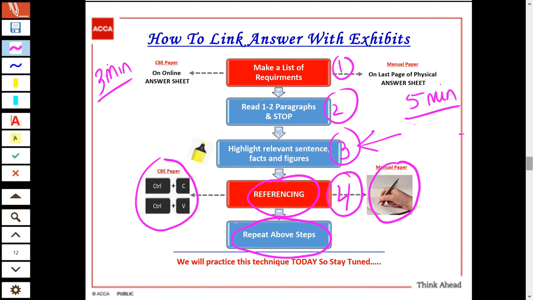So manual students can draw a star or an asterisk against such information where you know it's important, but you don't know which requirement it pertains to. So you draw a star or an asterisk, okay, so that you can identify later on in case you're searching for any important information. And CBE students, if you are unable to identify which requirement it pertains to, you can copy paste it under miscellaneous. You create a heading called miscellaneous in your answer sheet and just dump that information there, and I will show you how to do it.